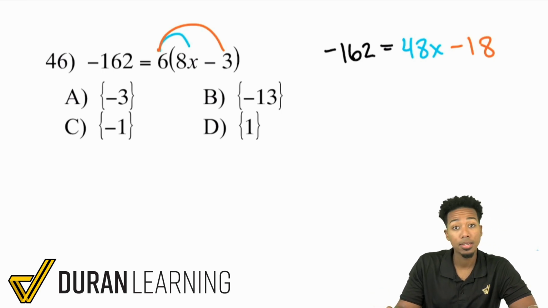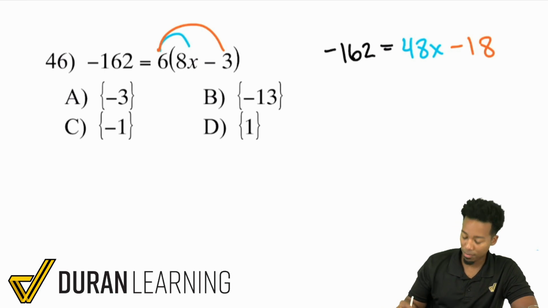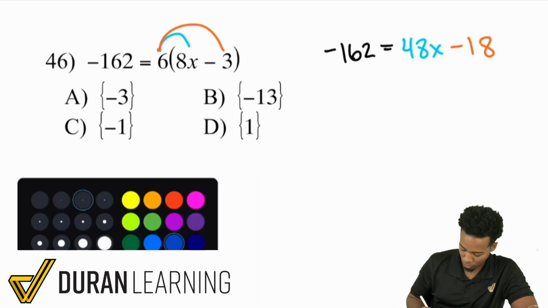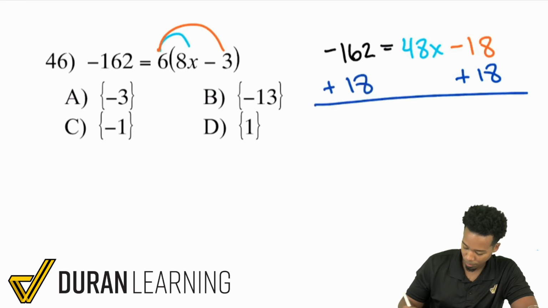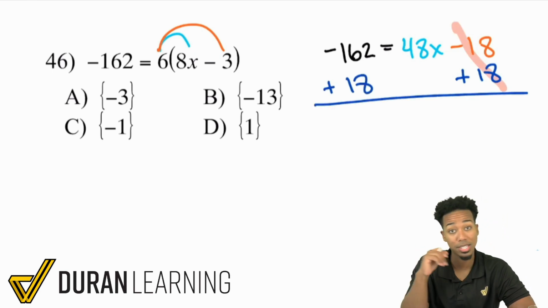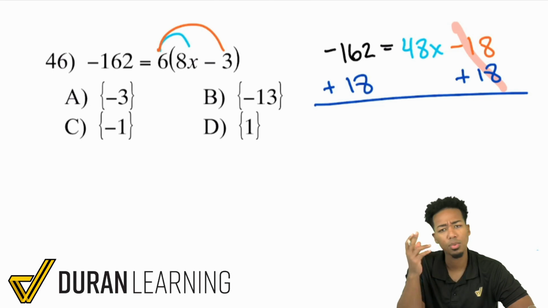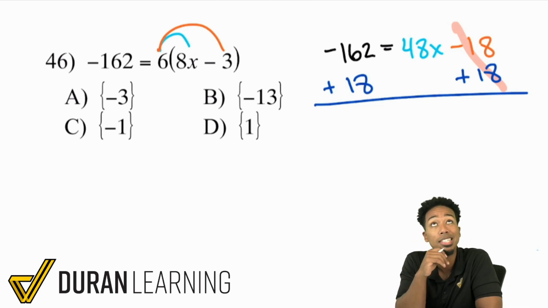All right, now from here we're going to solve this like a regular old equation. Let's get it going. So I have a negative 18 that I got to get rid of. So what I'll do is I'll add 18 to both sides. By doing that, that's going to cancel out on the right side. And now we got ourselves a little predicament here. We got negative 162 plus 18.